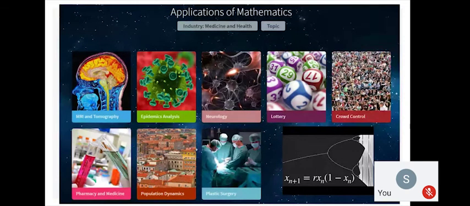As well as we can understand the population dynamics through a simple mathematical equation we can see on the right side: x_{n+1} = r x_n (1 - x_n). This is a famous equation called the logistic map. With this map we can understand the population dynamics, how the population evolves with time. Actually, this equation we can call a difference equation.